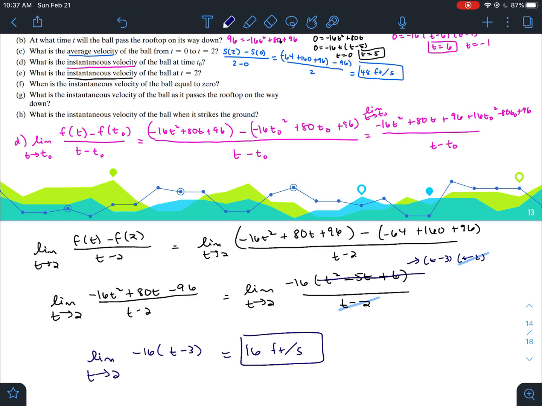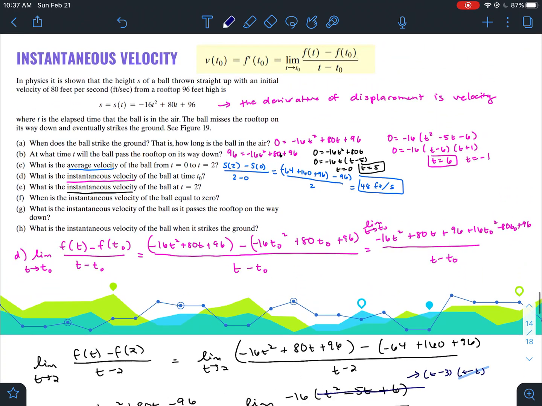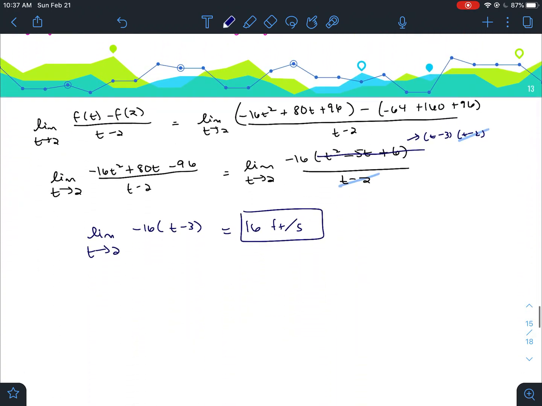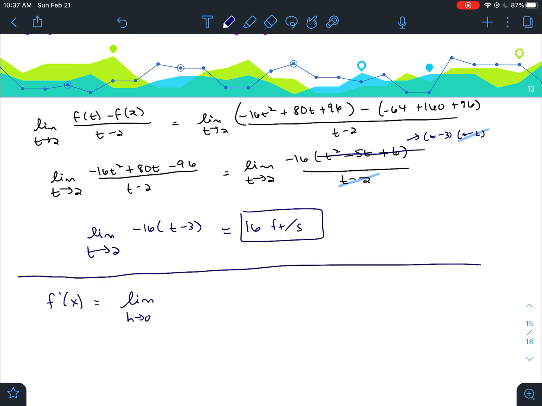When is the instantaneous velocity equal to 0? So we want to know when the instantaneous velocity is going to equal 0. So let's find the velocity anywhere, and the velocity anywhere is going to be the derivative. And so remember, the derivative function we can find by finding the limit as h goes to 0 of f of x plus h minus f of x all over h.